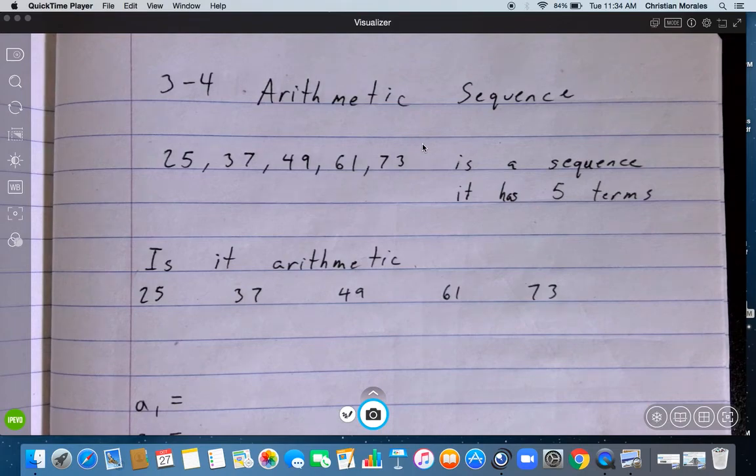Okay, this is lesson 3-4, Arithmetic Sequences. You might hear it pronounced "arithmetic" or "arithmetic." I'm going to stick with "arithmetic" just out of habit. So let's talk about what a sequence is.